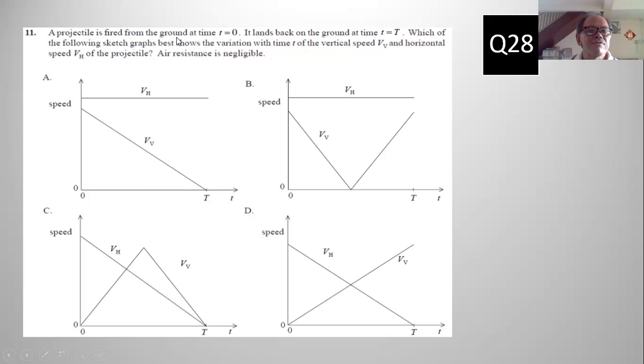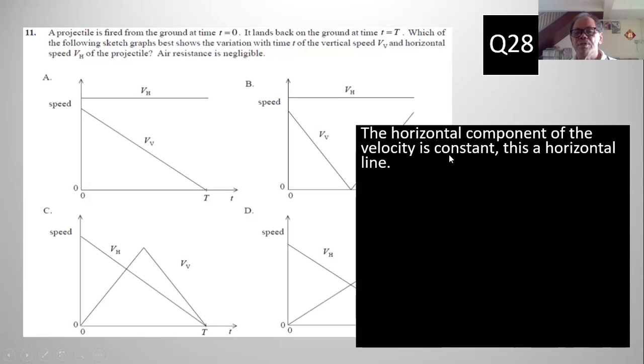Right? So it's fired from the ground at time t equals 0. Fired means initially it has a horizontal component, and with no air resistance it is constant. Okay, so it's either these two answers. Horizontal component constant, but for the vertical one, you are interested in speed. So the speed will start at maximum, decrease to 0, and then as it changes direction and comes down, the speed starts to increase again to maximum at time t.